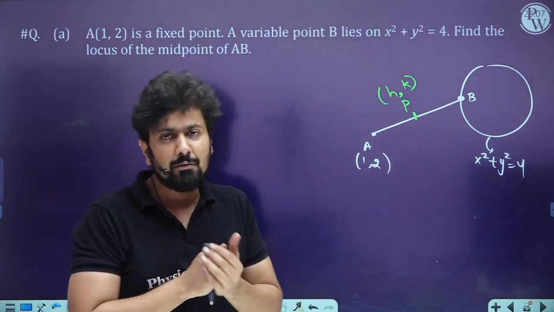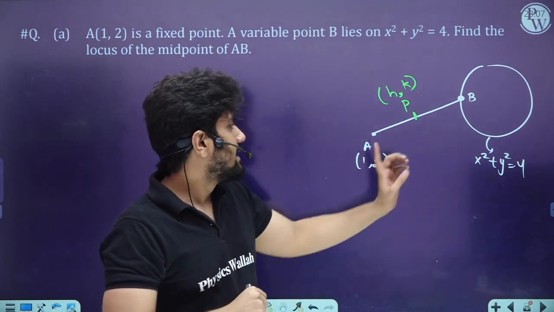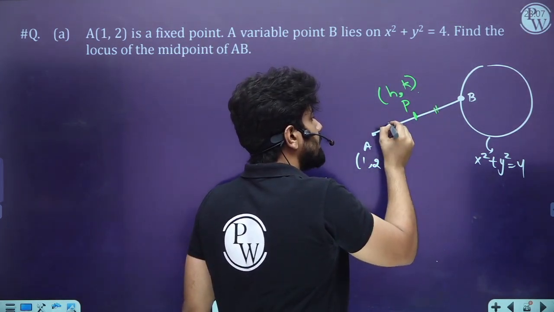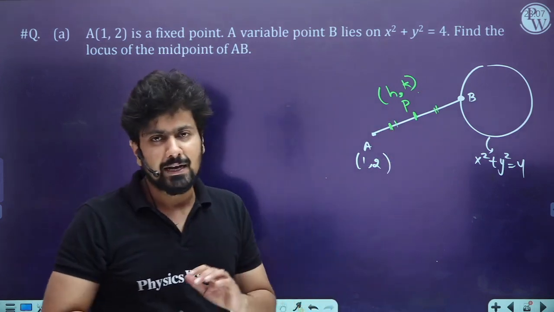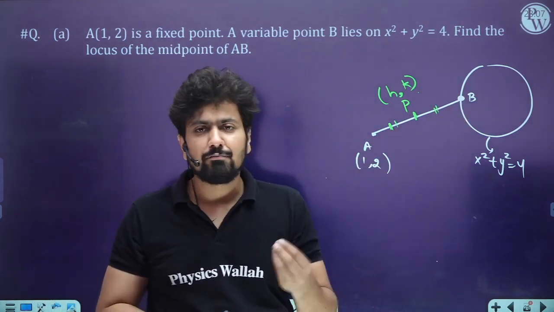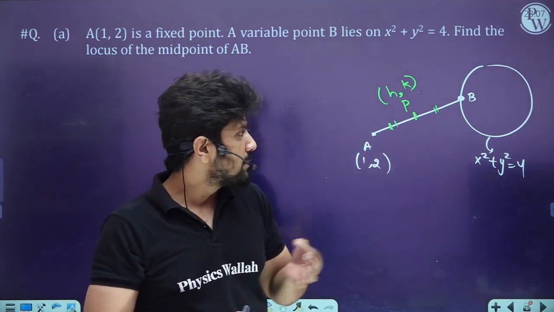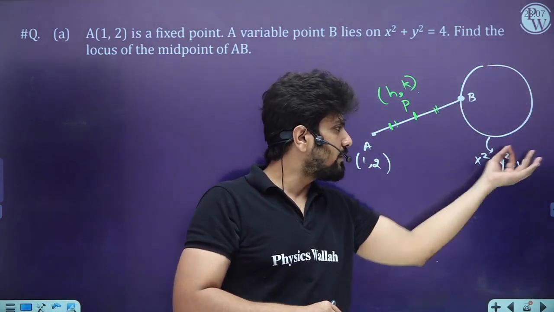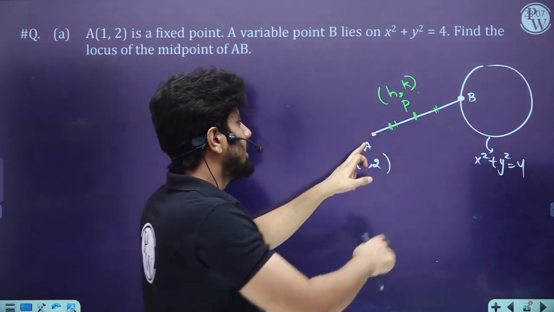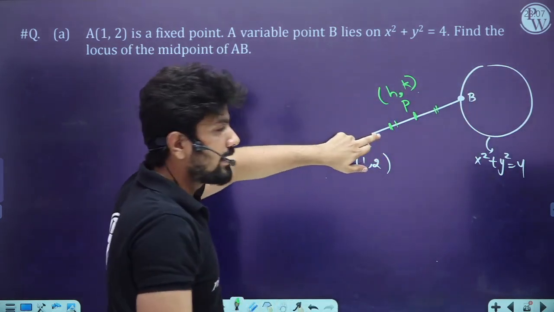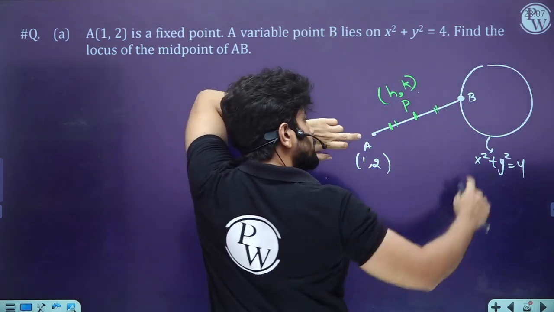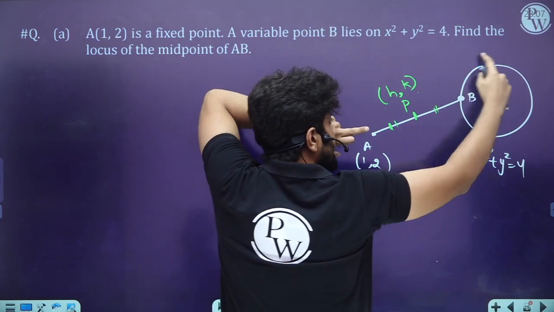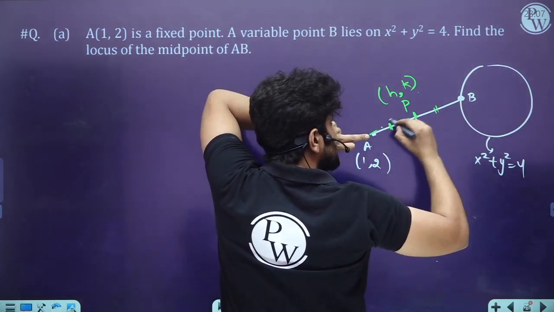What is the condition we can make? The only condition we can make is that point P is the midpoint of point A and point B. Now we don't have the coordinates of B. B is a moving point, a point which is moving on this circle. And as you can imagine, A is the fixed point, B is the moving point. If this is moving, this entire line segment is moving.